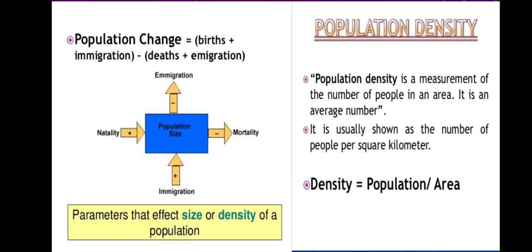Then we study the population change. To calculate the population change: population change equals birth plus immigration minus death plus emigration. Then the second factor is population density. The population density is a measurement of the number of people in an area. It is an average number. It is usually shown as the number of people per square kilometer. Means density equals population per area.